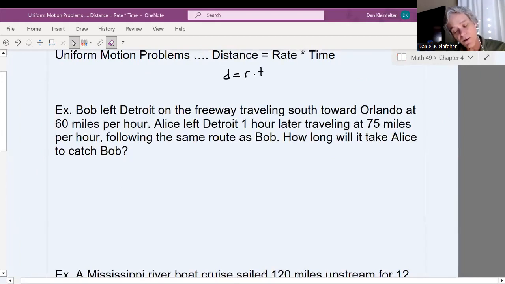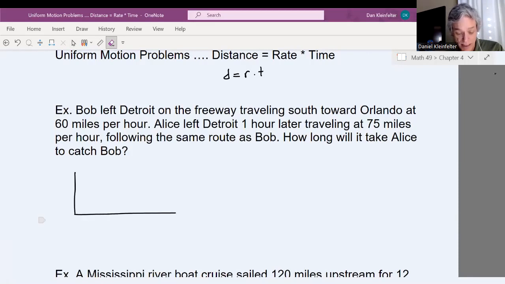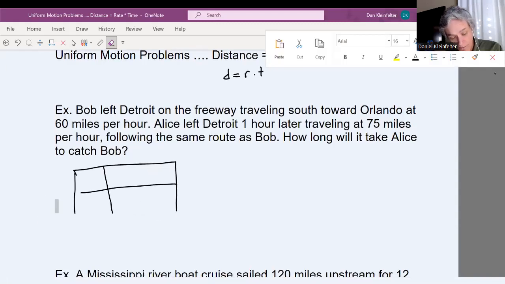Bob left Detroit on the freeway, traveling south toward Orlando at 60 miles per hour. Alice left Detroit 1 hour later, traveling at 75 miles per hour, following the same route as Bob. We want to know how long it will take Alice to catch Bob. So here we have a distance, rate, and time for Bob, and a distance, rate, and time for Alice. And so that's 6 numbers, right? Whenever we have that much information, I like to organize the information in a table. And that will help me to figure out what variables to assign or what equations to make up.